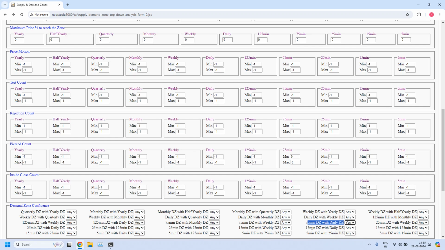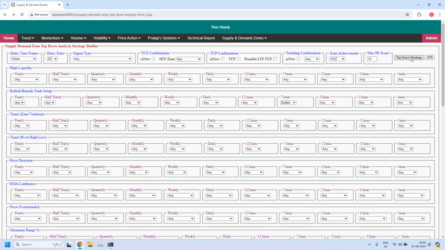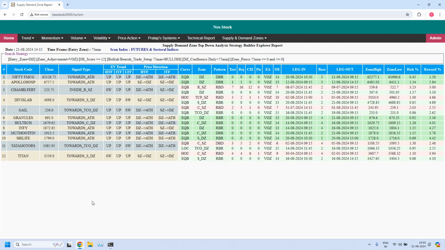So 75 minutes demand zone with a daily demand zone confluence. Let's verify. That is LTF and ITF confluence, lower time frame, intermediate time frame confluence. So 12 stocks are supporting out of 24.